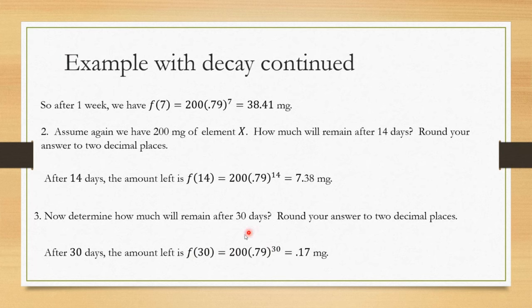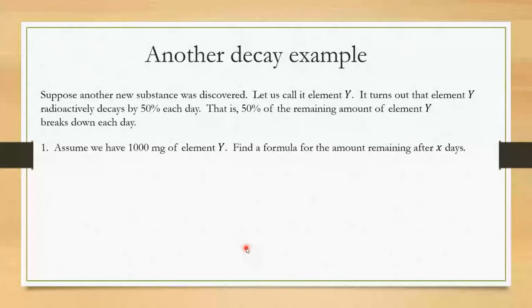So hopefully this example wasn't too bad. Okay, so why don't we do another one then? So here's another one. Now we have another element called element Y. Now, for some reason, element Y is radioactively decaying by 50% each day. In other words, as each day goes by, 50% of the item breaks down. So again, it's a percent. What does that tell you? Exponential function.